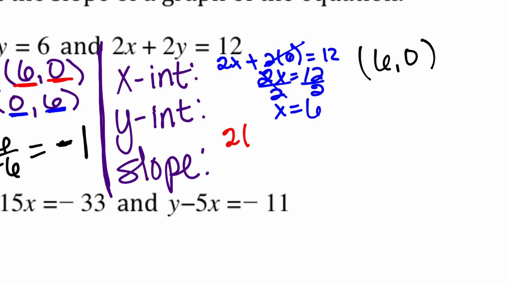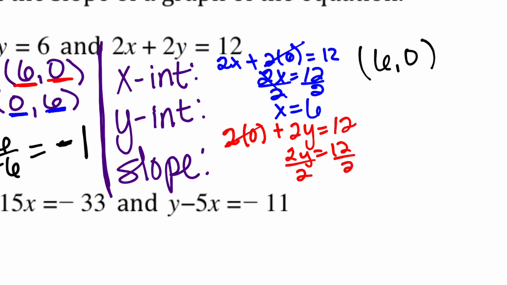Another 0. And plug in a 0 for the x. 2 times 0, we know that's 0, it goes away. Then we get 2y equals 12. Then we divide by 2 on both sides and get y equals 6. So my final coordinate for the y-intercept is going to be (0, 6). Do you guys notice anything here?